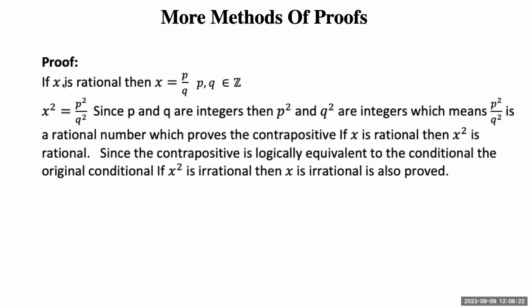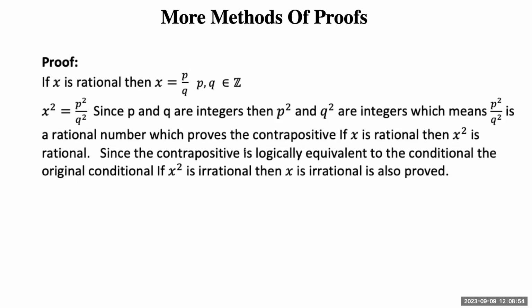Okay. So if x is rational, then x can be written as P over Q, where P and Q are elements of the integers. Therefore, x squared can be written as P squared over Q squared. Since P and Q are integers, then P squared and Q squared are integers, which means that P squared over Q squared is a rational number, which proves the contrapositive, right? So I prove the contrapositive: if x is rational, then x squared is rational.